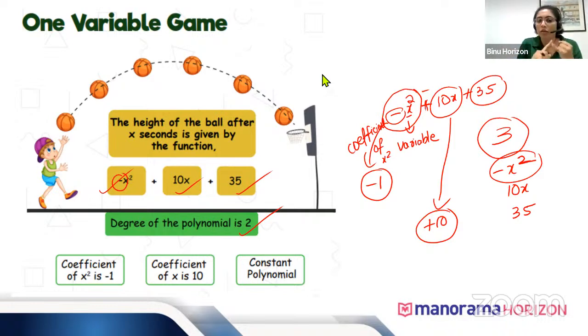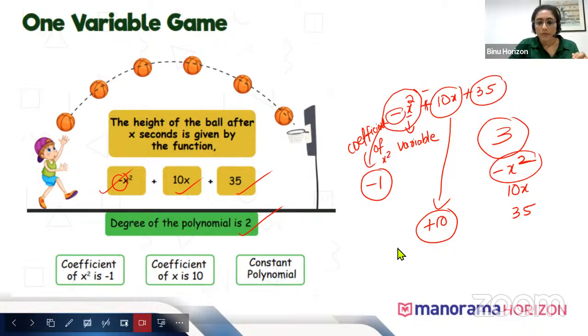Understood? So we have learned what variables are, how terms are formed, what coefficients are, and also what the degree of the polynomial is. Understood? Now let's move on to the next slide. So basically you can understand that this polynomial consists of many terms, and the terms contain different coefficients, right? Different terms have different coefficients.